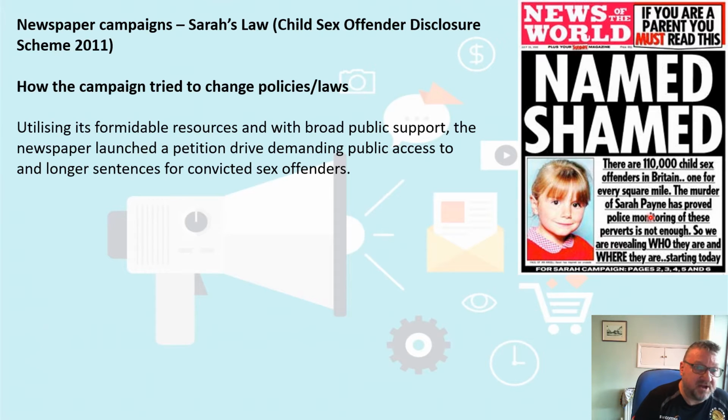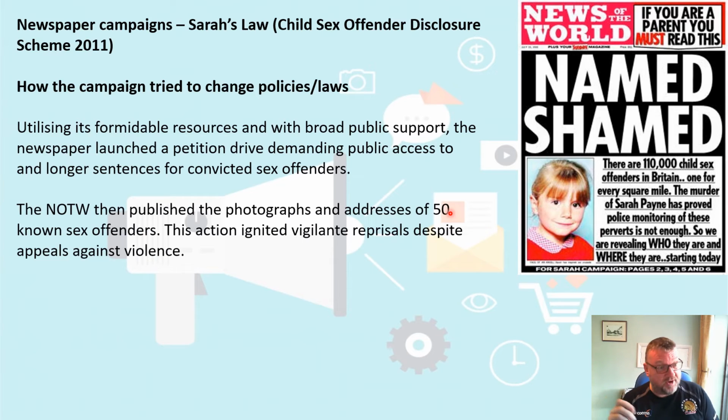And here is one of their headlines. There are 110,000 child sex offenders in Britain, one for every square mile. The murder of Sarah Payne has proved police monitoring these perverts is not enough, so we're revealing who they are and where they are starting today. And I'll explain a little bit more about that in a moment.